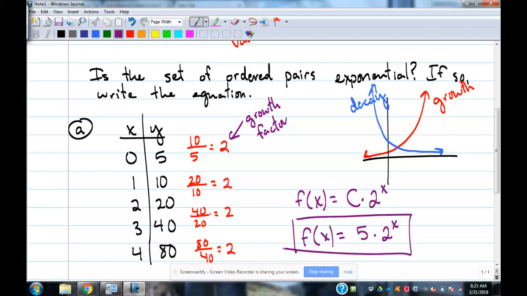How can you verify that? Plug in some of these other x's, right? If I plug in 1, 2 to the first is 2, 5 times 2, 10. Plug in 2, 2 squared is 4, 4 times 5, 20. It works. So yes, it's exponential. Here's the equation that it goes with.